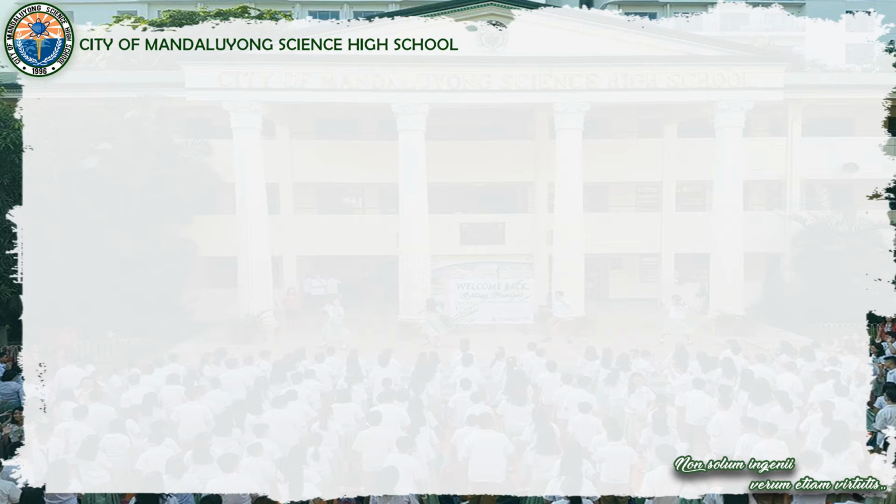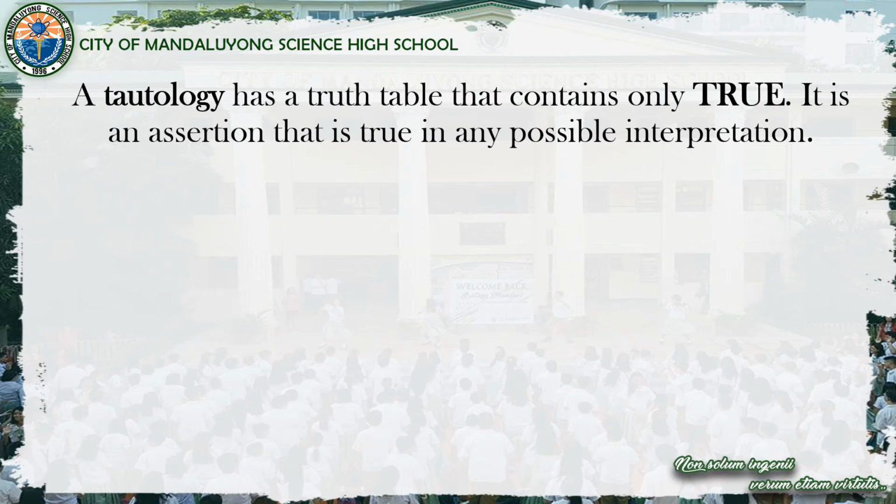So, let us identify first the one known as tautology. A tautology has a truth table that contains only true. It is an assertion that is true in any possible interpretation, meaning a tautology is a propositional form that is always true. Now, let us have our first example.